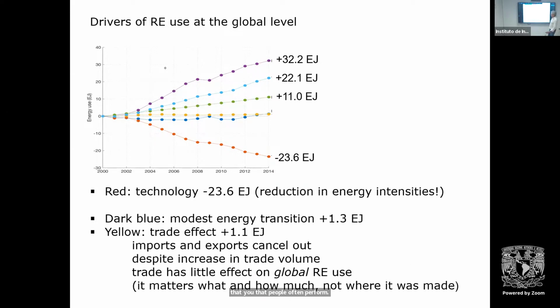Technology, again, a reduction in energy intensities, led to a decrease in energy use. The dark blue is the effect of energy transition, and that is very little. Yellow is the trade effect. We said in this time frame it has a larger effect that is not found for energy.